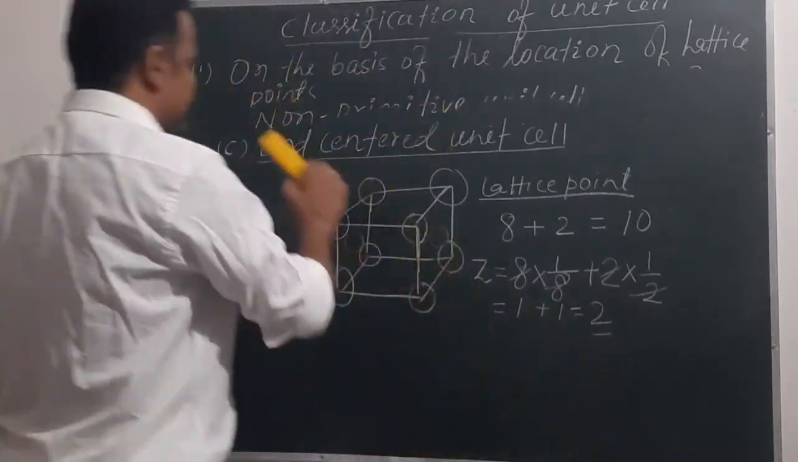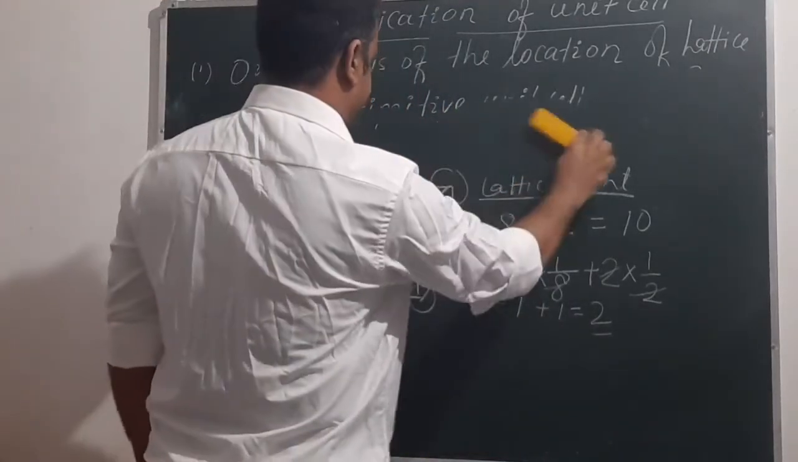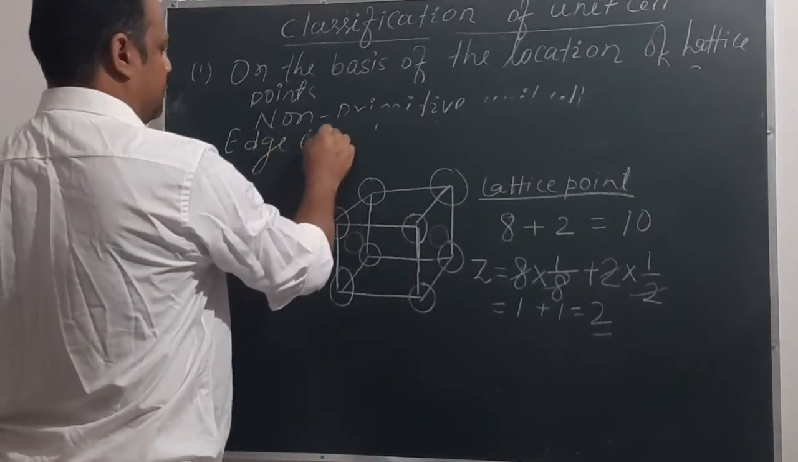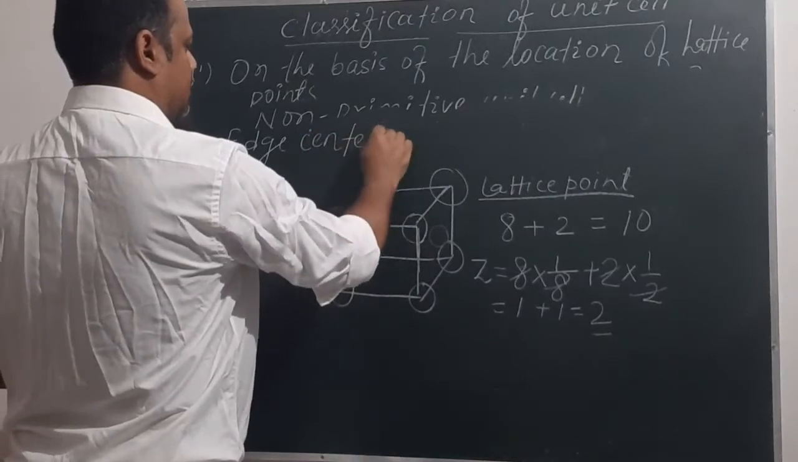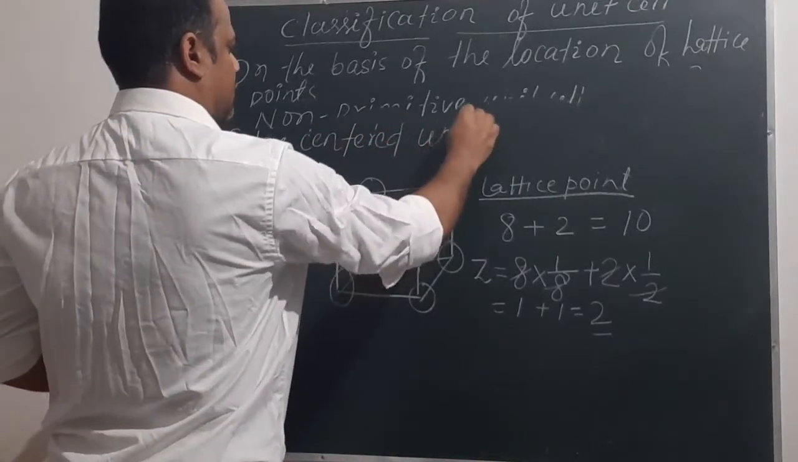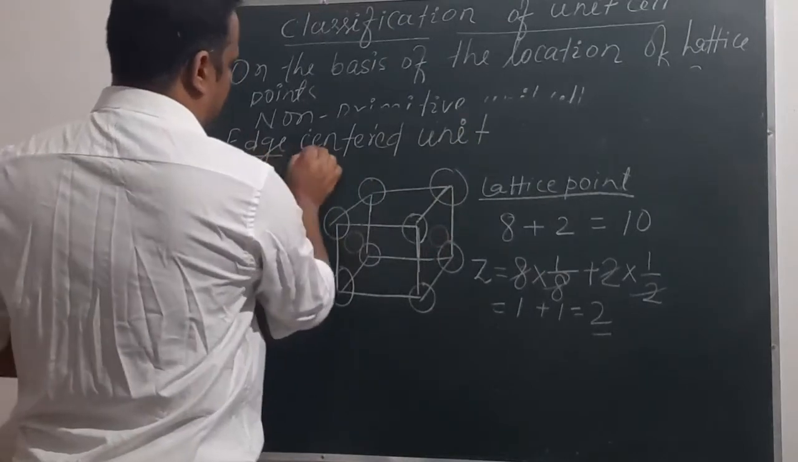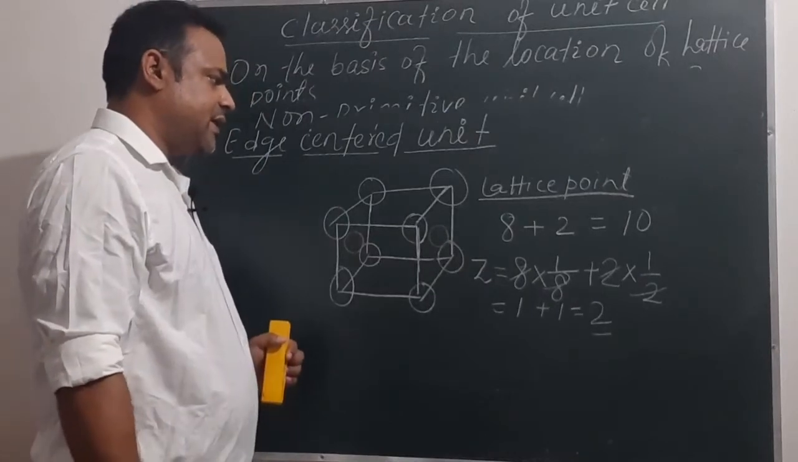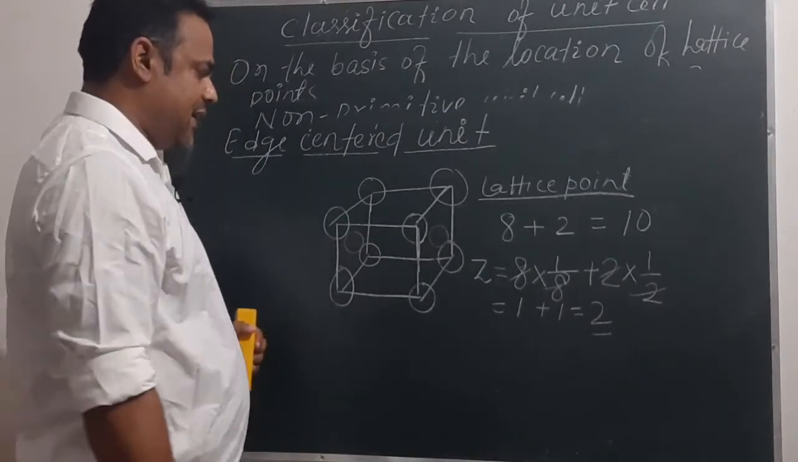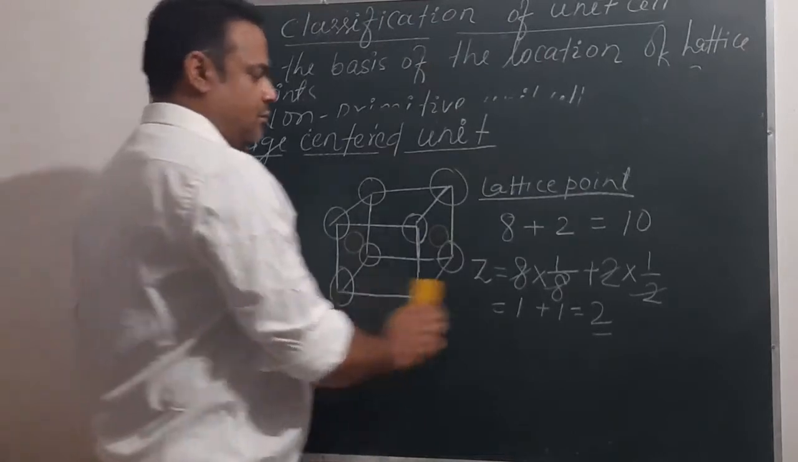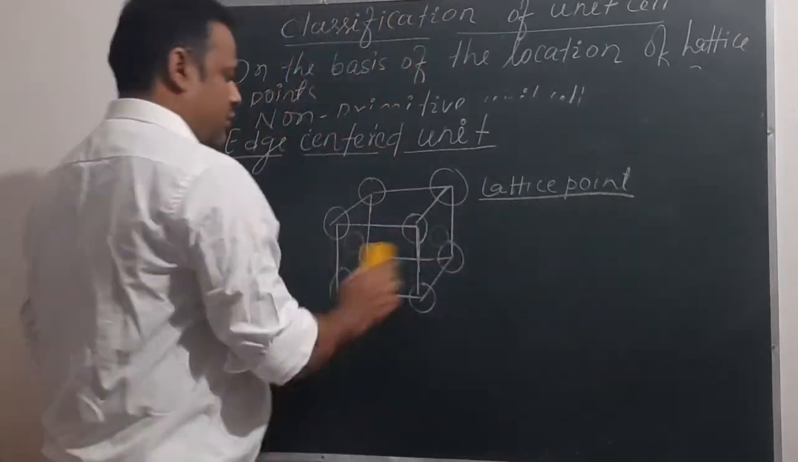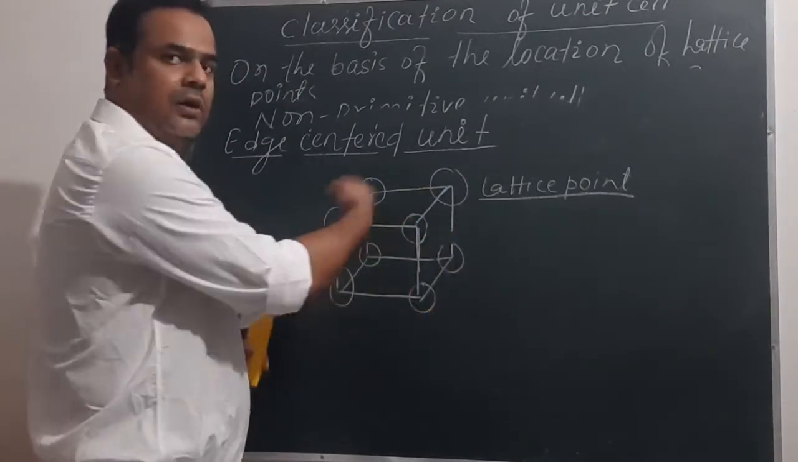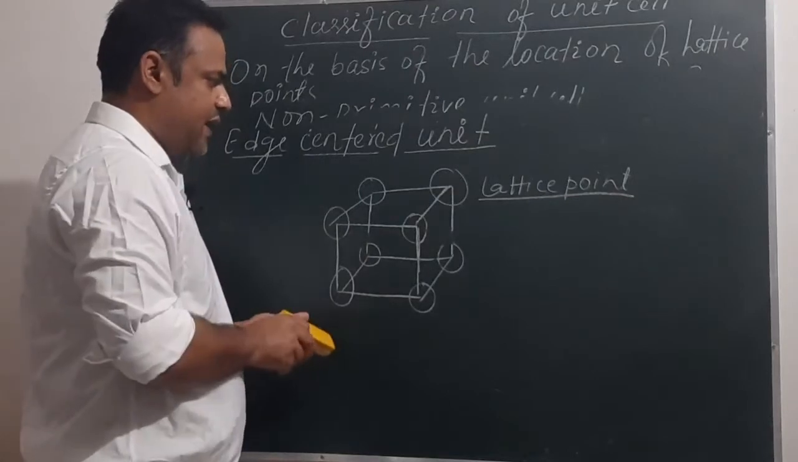And the last one is the edge-centered unit cell. Last we will take the edge-centered unit cell. If we talk about the edge-centered unit cell, then constituent particles are present at the corners as well as on the edges. So we'll see here, constituent particles are present at all the corners, as well as on the edges.